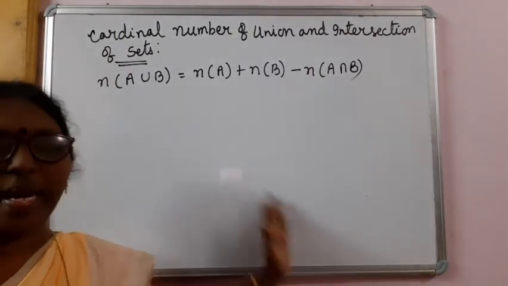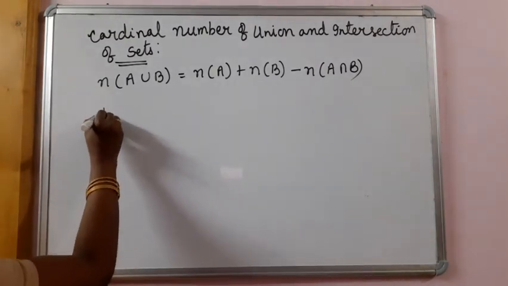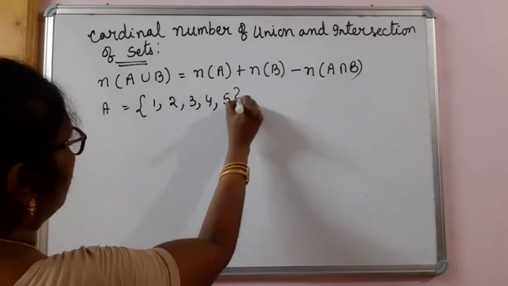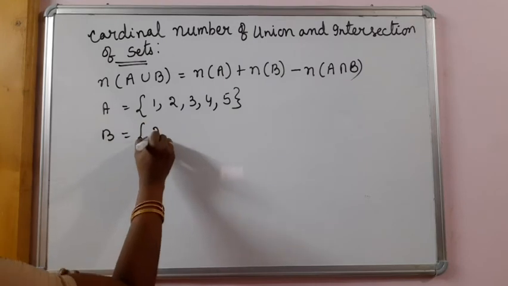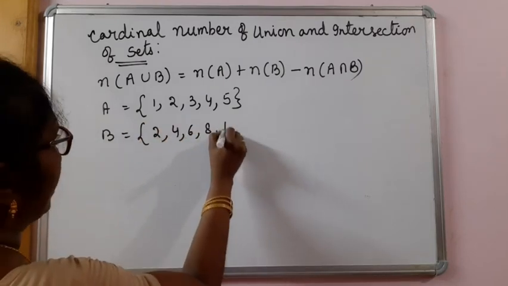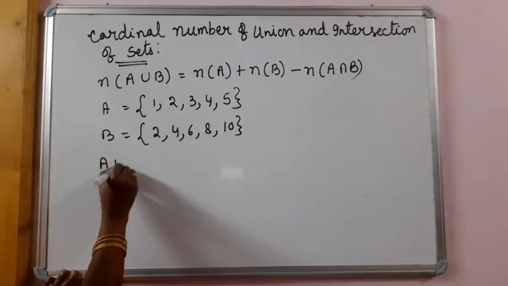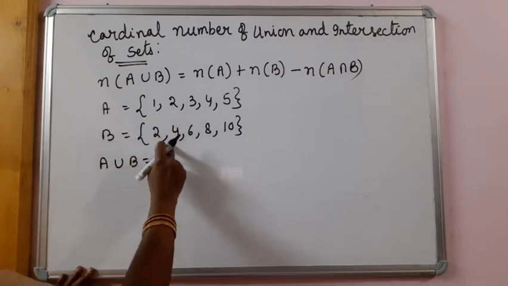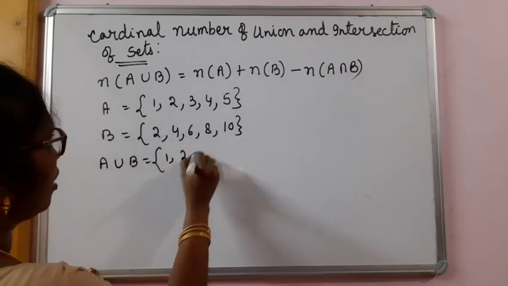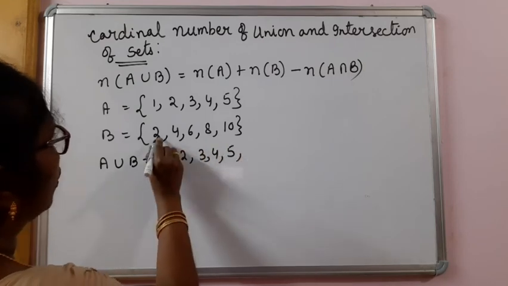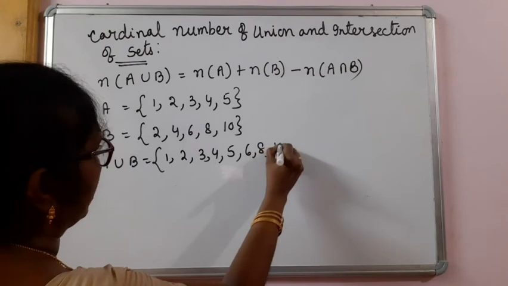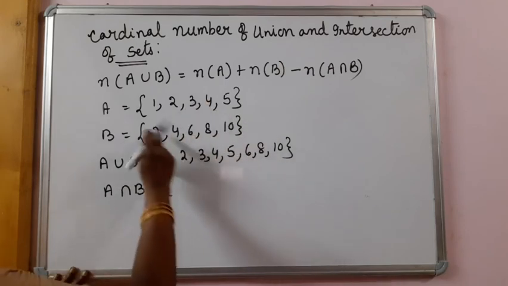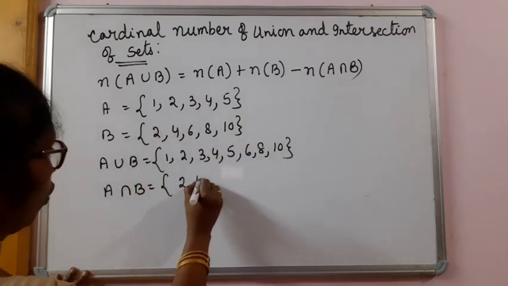How is this? Let me explain with an example. Suppose set A has elements 1, 2, 3, 4, 5. Set B has the elements 2, 4, 6, 8, 10. Then A union B means every element of A and also B: 1, 2, 3, 4, 5, 6, 8, 10. And let me find A intersection B. That means the elements which are common to both A and B: 2, 4.